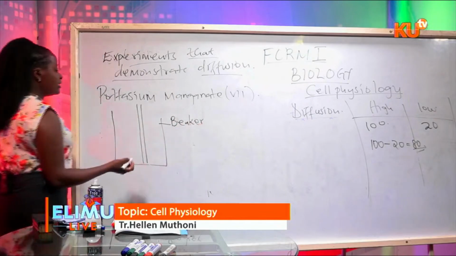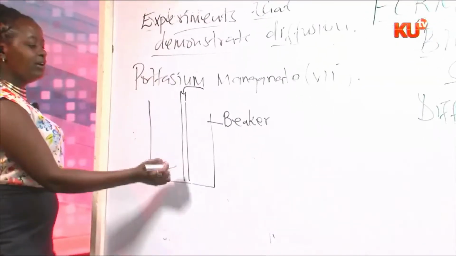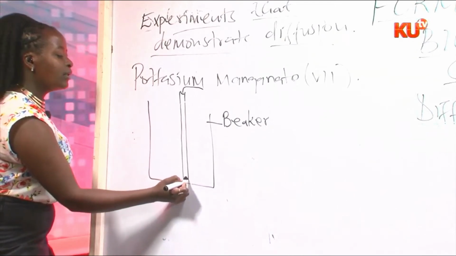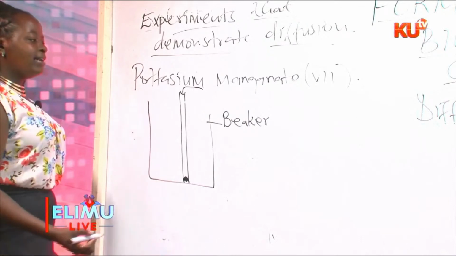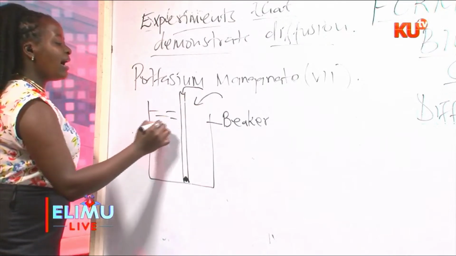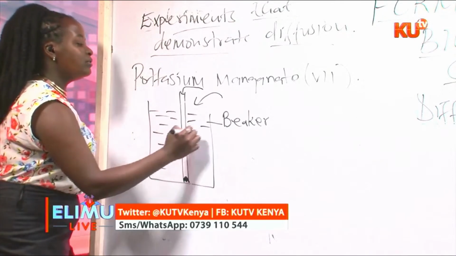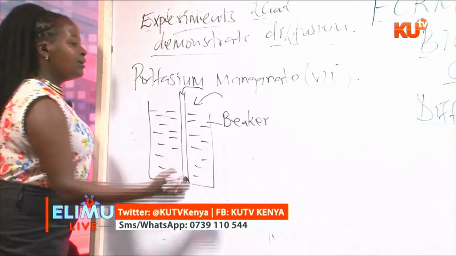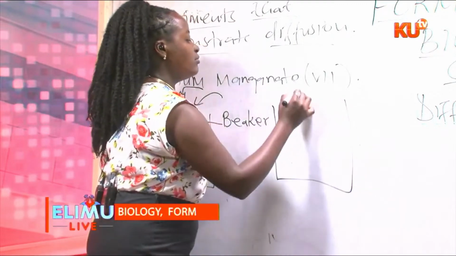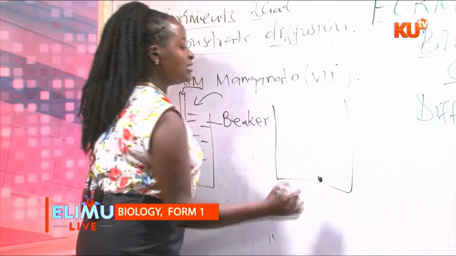So a crystal of potassium manganate 7 will be put inside the glass rod until it falls to the lower region. So this is the crystal. So after that, water will be added into the beaker. This is water. It is added into the empty beaker. Then the glass rod is removed so that this particle remains at the base.